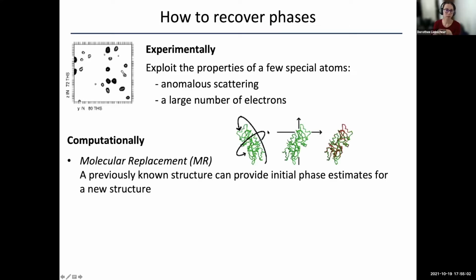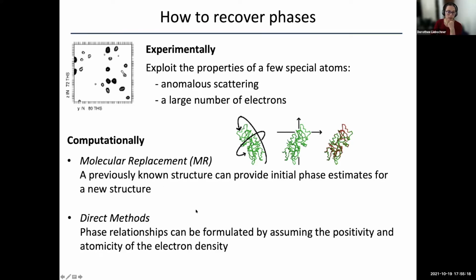And the other way of recovering phases is based on computations. One is molecular replacement. And the idea is that a previously known structure can provide initial phase estimates for a new structure. And another method is called direct methods. So there are some phase relationships that you can formulate. We saw that in the lecture from George Phillips yesterday. And unfortunately, this only works at very high resolution or for a limited number of atoms. So it's not applied very often for proteins.